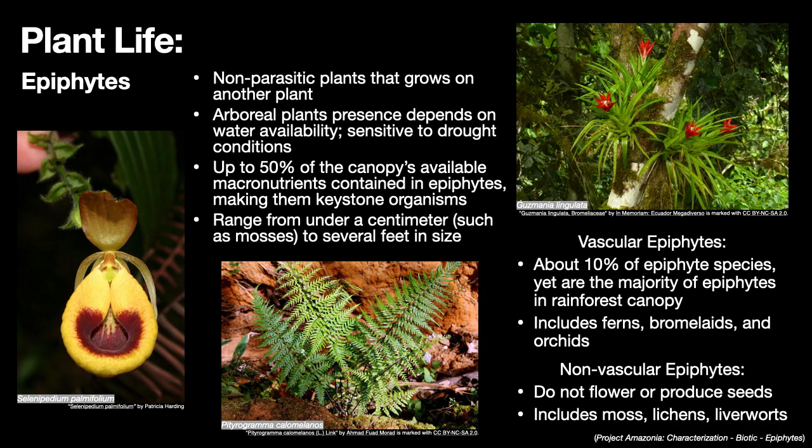Epiphytes are non-parasitic arboreal plants that grow on another plant and make up as much as 50% of the canopy's available macronutrients. Vascular epiphytes such as ferns, orchids, and bromeliads are only 10% of epiphytic species, yet they are the majority of the epiphytes within the rainforest canopy.